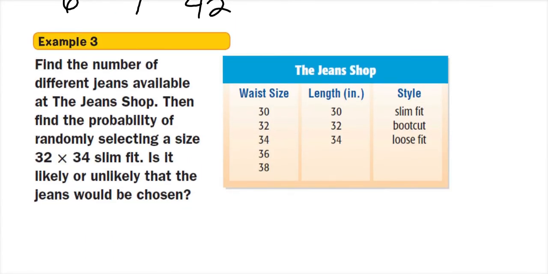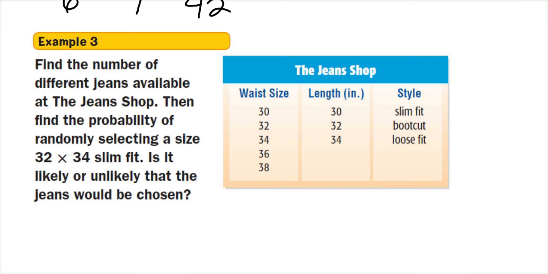All right, and then let's go to example 3. It says find the number of different jeans available at the jean shop. Then find the probability of randomly selecting a size 32 by 34 slim fit. Is it likely or unlikely that the jeans would be chosen? All right, so let's take a look at this one.